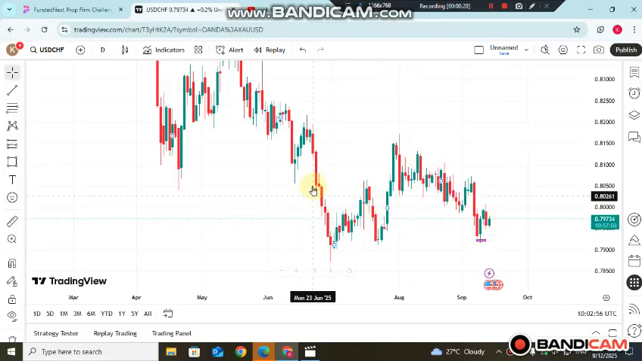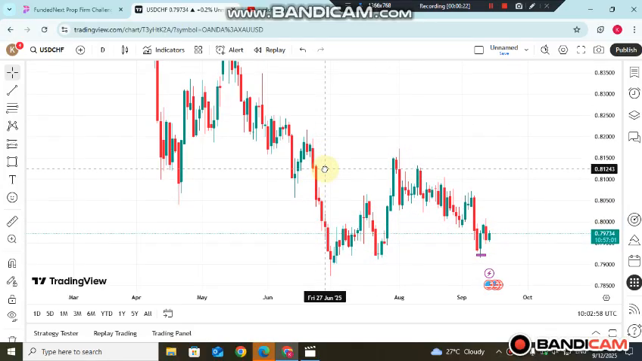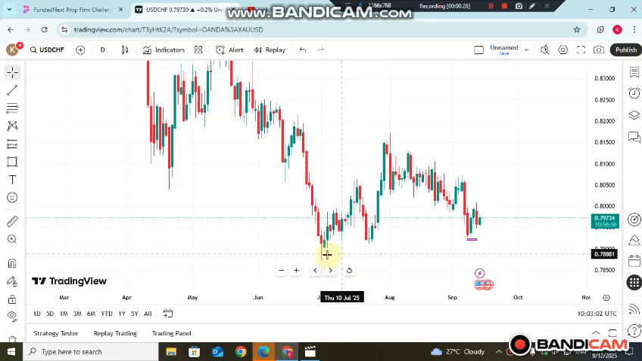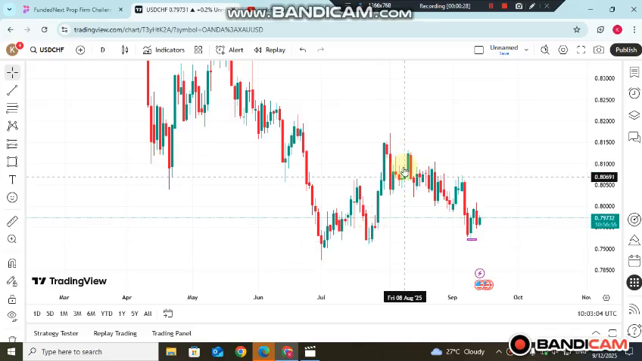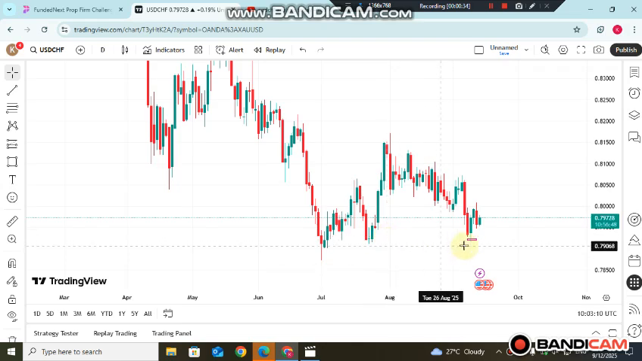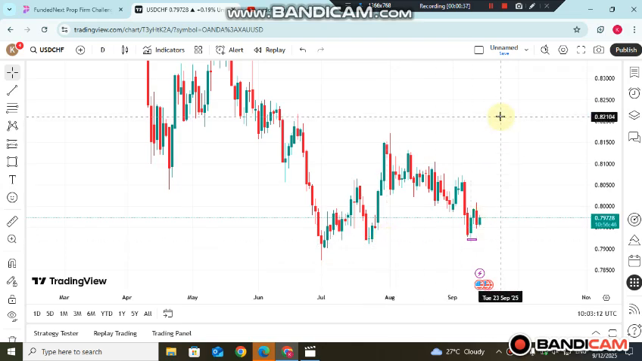Now, I'm seeing a trend reversal here because of this double bottom. Look at the double bottom: this is the first leg, second leg. Boom, we break the neckline and come back to retest. This proves that we are moving to the upside, right?